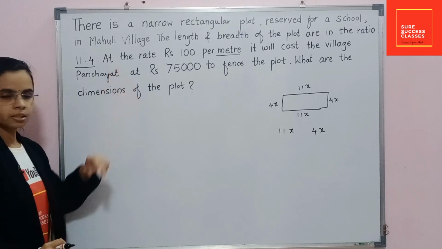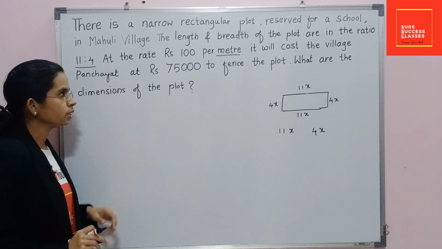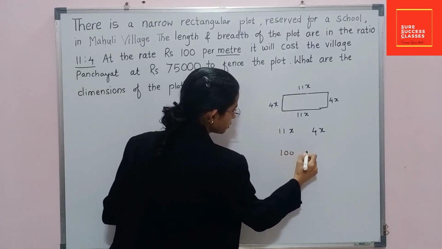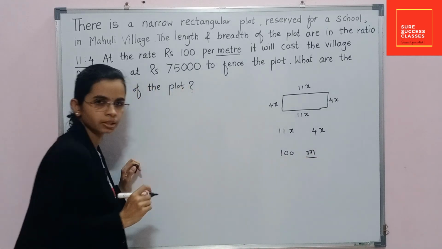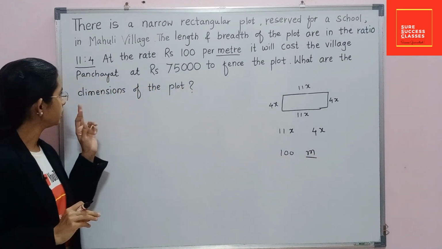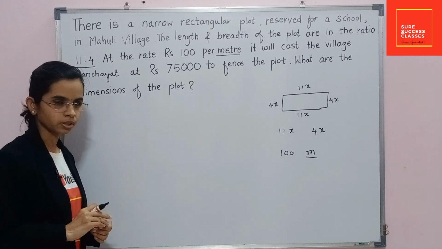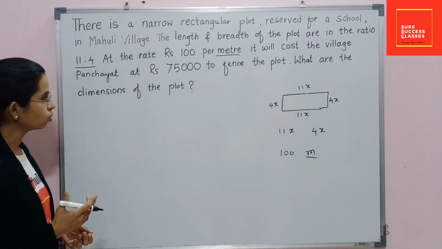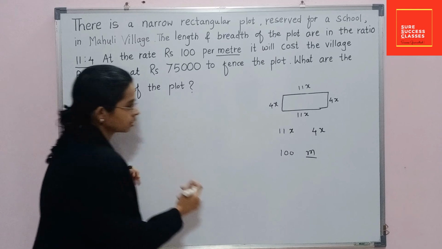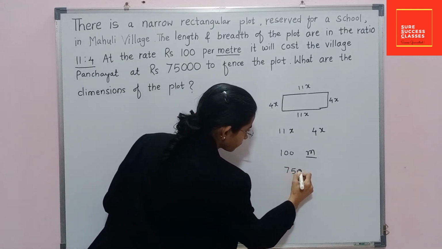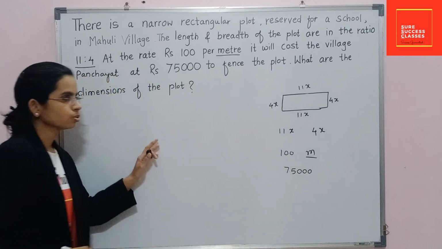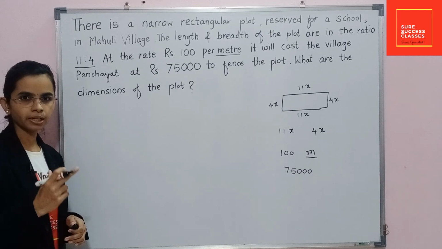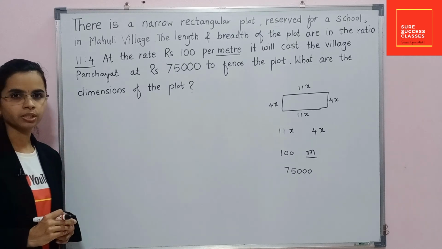And next statement gives us that at the rate rupees 100 per meter, 100 per meter means that the unit mentioned here is meter. It will cost the village panchayat rupees 75,000, means to fence this plot the total amount paid by village panchayat is 75,000. So here we have this total information, and by using this entire information we have to solve our question. So let's go for it.